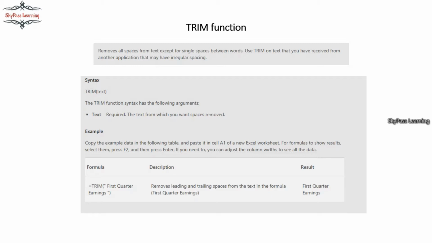First, this is the trim function, which is used to remove unnecessary spaces from your text. Like if you have entered multiple spaces and you are not sure about that, you can remove them. How it works, let me quickly show you.